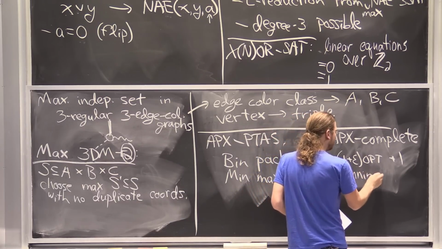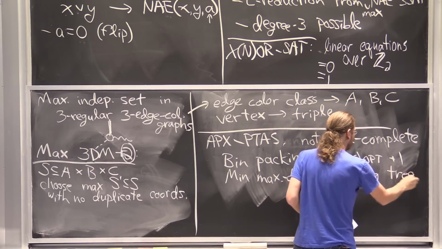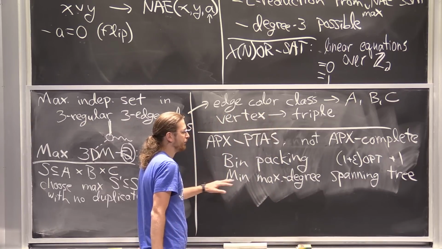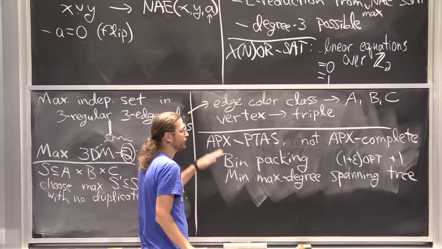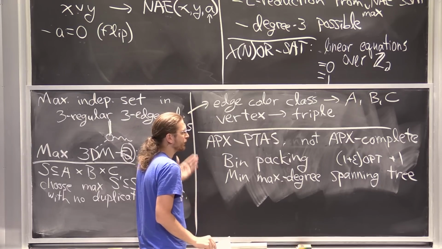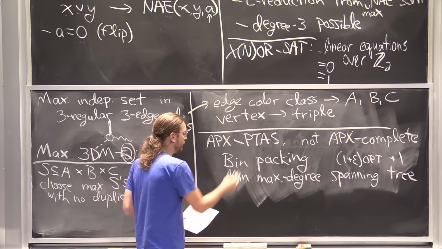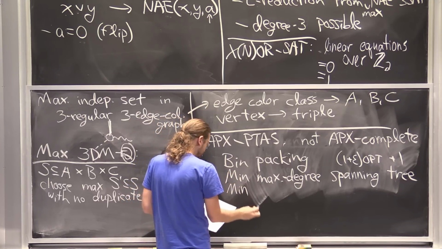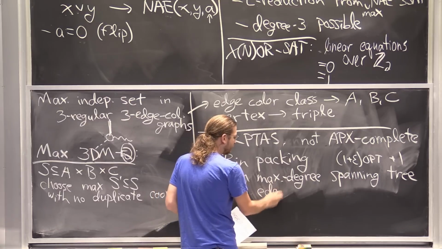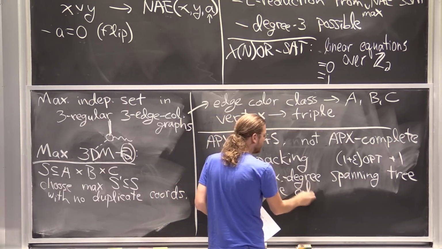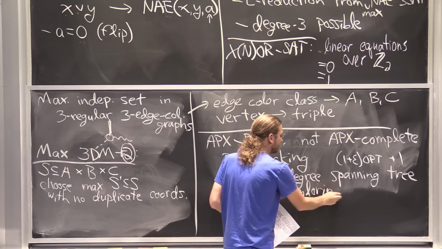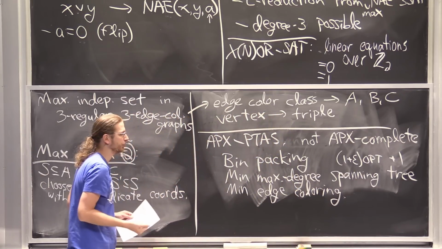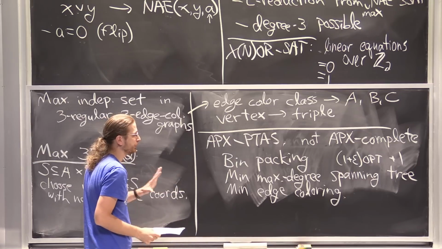Another problem I've seen in some situations is you want to find the spanning tree in a graph that minimizes the maximum degree. This is also APX intermediate. There's a constant factor approximation, no PTAS, but not as hard as all of APX. And another one is min edge coloring, which is quite a bit easier than vertex coloring. So these are problems to watch out for. They're the only ones I know of that are APX intermediate. There may be more known.